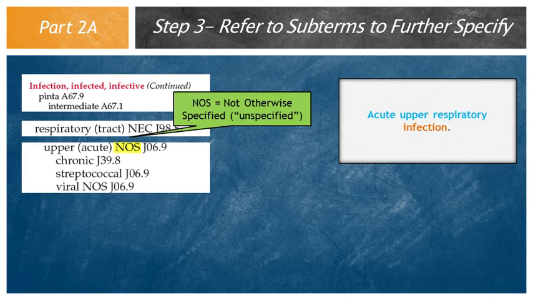Before we move to the next step, let's take a closer look at this entry. To the right of upper acute is another abbreviation, NOS, not otherwise specified. NOS is the equivalent to unspecified. This means that the coder should use this code when the documentation lacks specificity. This abbreviation applies to our case because the provider did not specify the exact part in the upper respiratory system where the infection resides. That is, the infection could be in the nasal cavity, pharynx, or larynx.